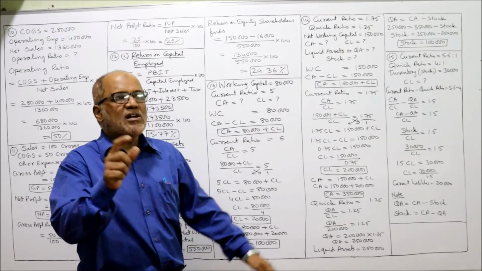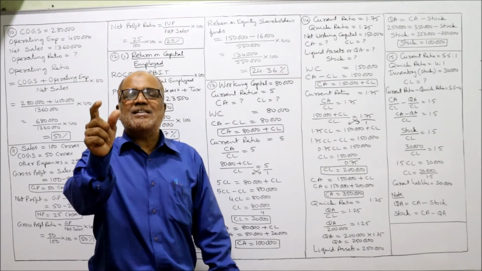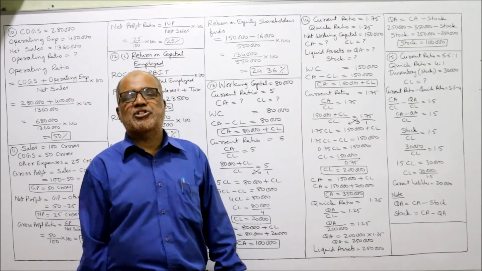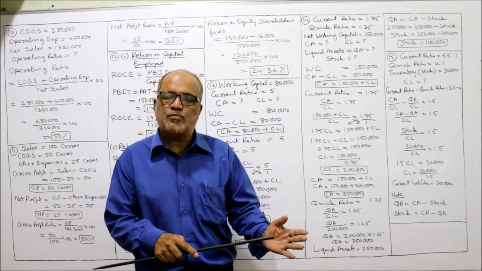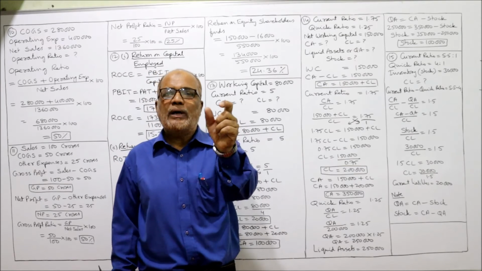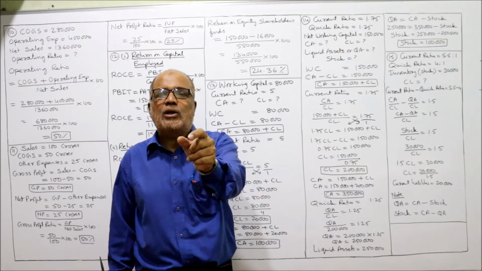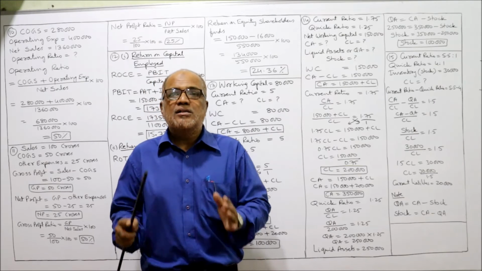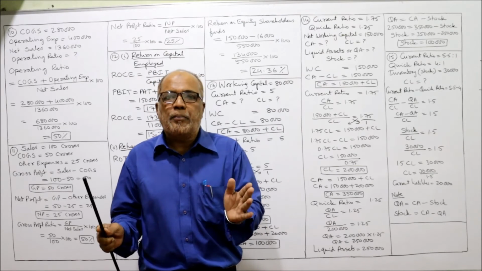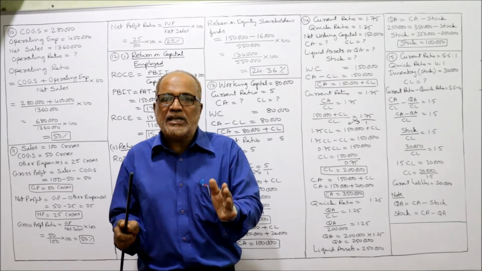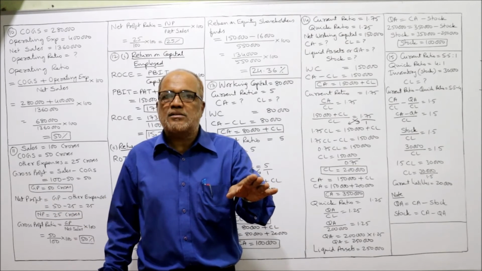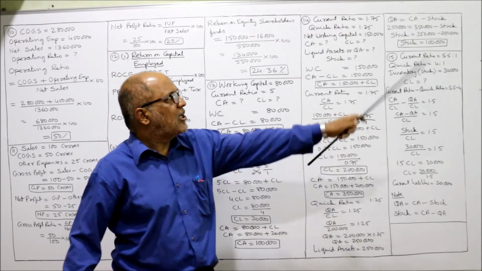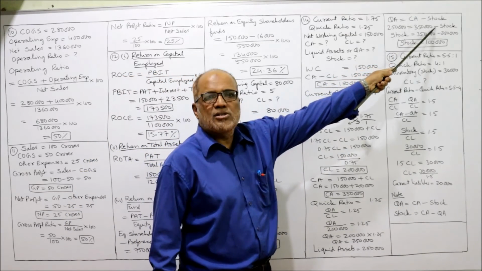Last answer, we want the stock. So what is the formula for quick asset? Quick asset is equal to current asset minus stock minus prepaid expenses. Already in the previous problems also we have applied. Suppose there are no prepaid expenses, then QA is equal to CA minus stock.